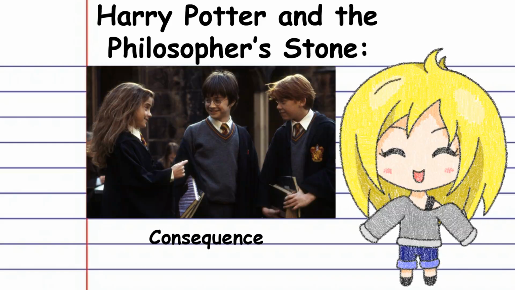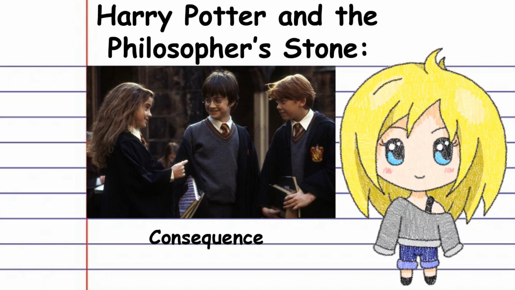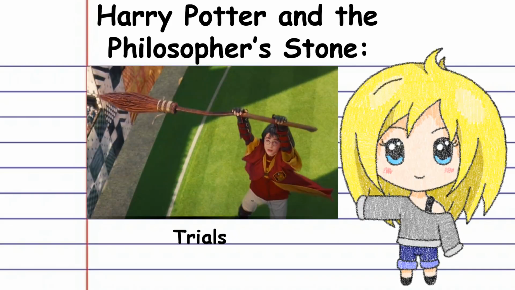Harry, Ron and Hermione are now inseparable. Before this point, Harry and Ron didn't really like Hermione. They found her really bossy and annoying, but because she lied to get them out of trouble, they are now besties. Then we have some trials.